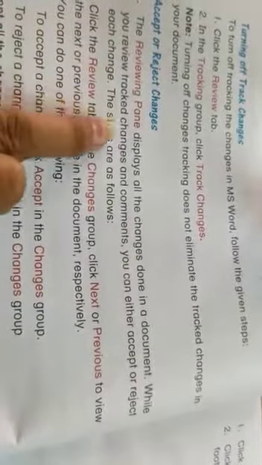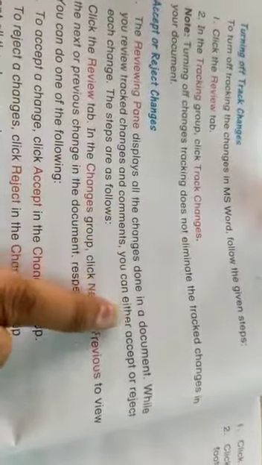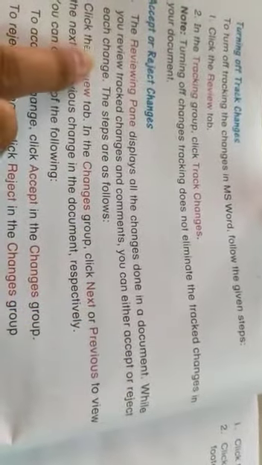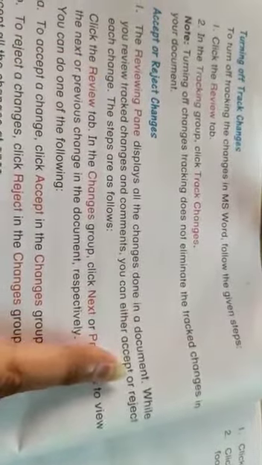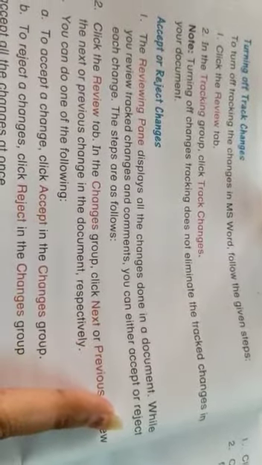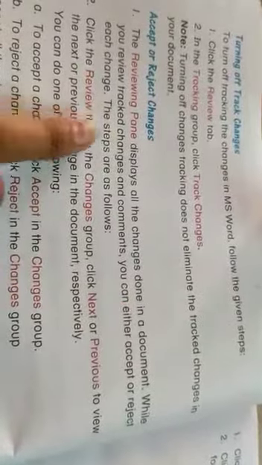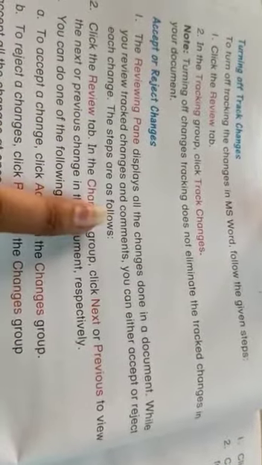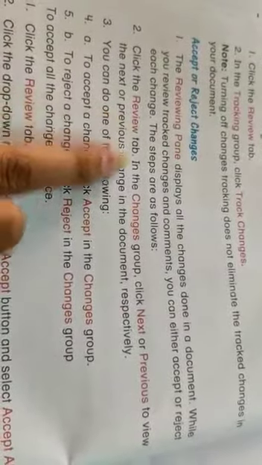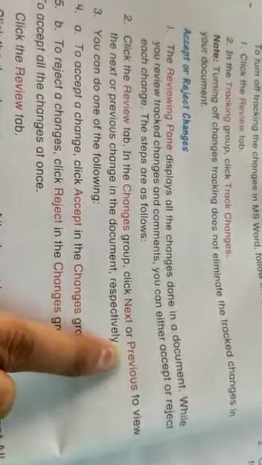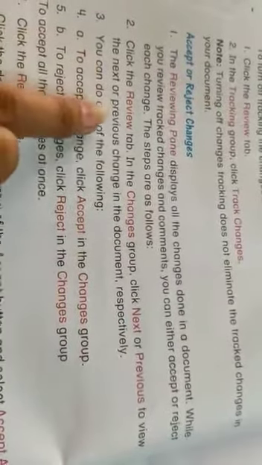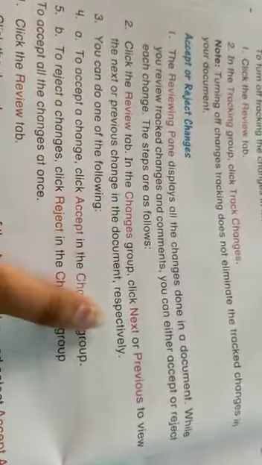While you review tracked changes and comments, you can either accept or reject each change. If you want to accept, you can accept it. If you don't, you can reject it also. The steps are as follows. Now, how to accept and reject the changes. Click on the Review tab. In the Changes group, click Next or Previous to view the next or previous change in the document respectively.